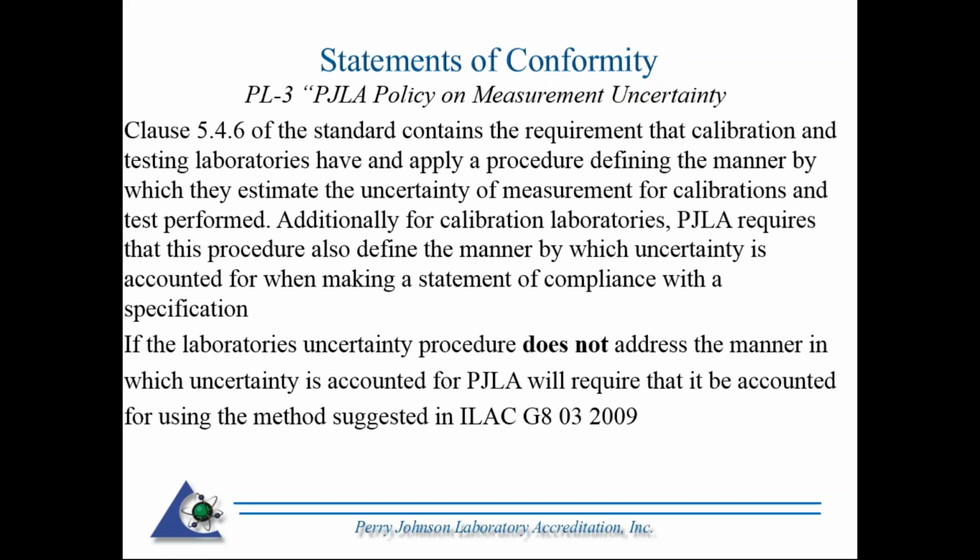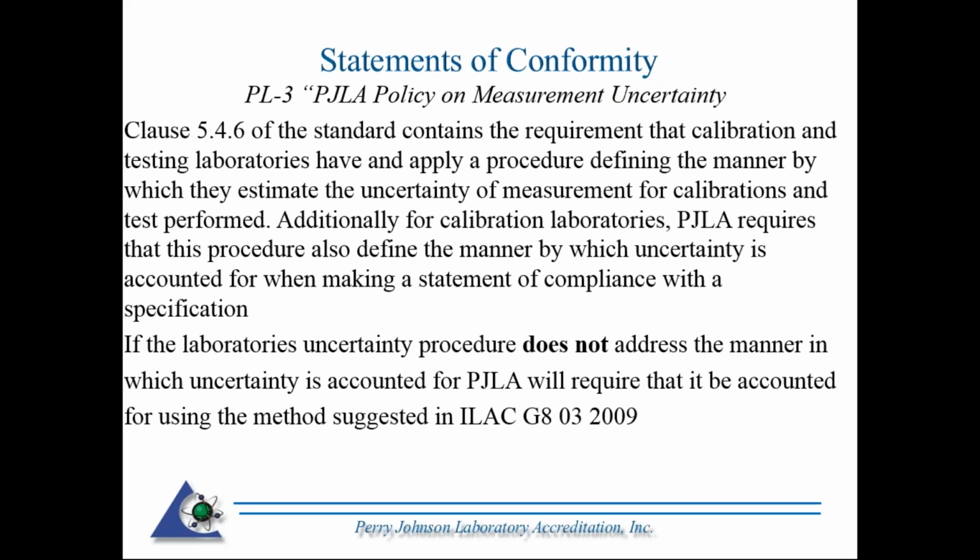And the clauses here, of course, are in the 2005 standard. Currently, clause 5.4.6 of the standard contains the requirement that calibration and testing laboratories have an applied procedure defining the manner by which they estimate uncertainty of measurement for calibrations and tests performed. Additionally, for calibration laboratories, PJLA requires that this procedure also defines the manner in which uncertainty is accounted for when making a statement of compliance with the specification.